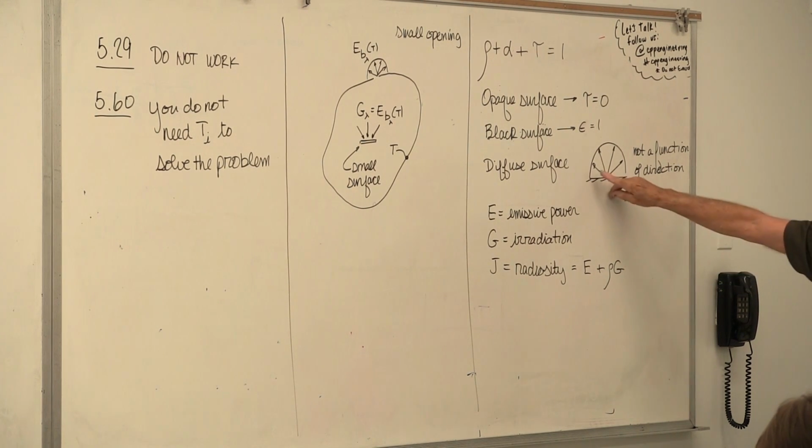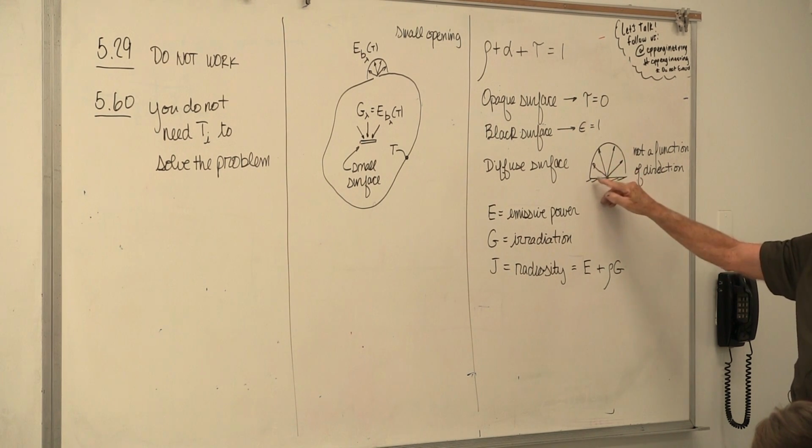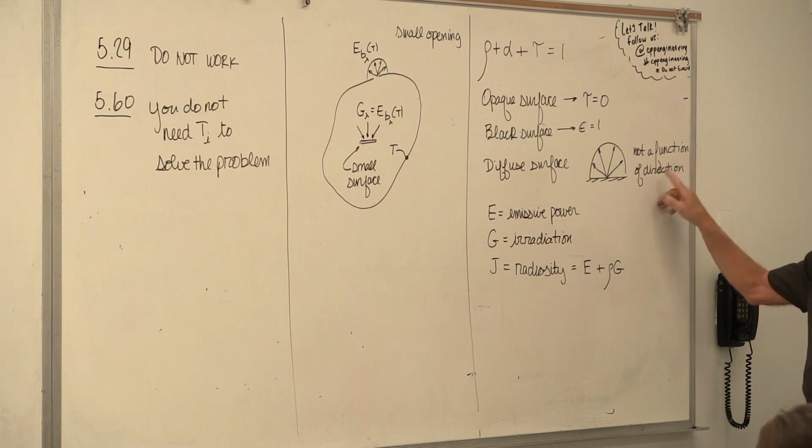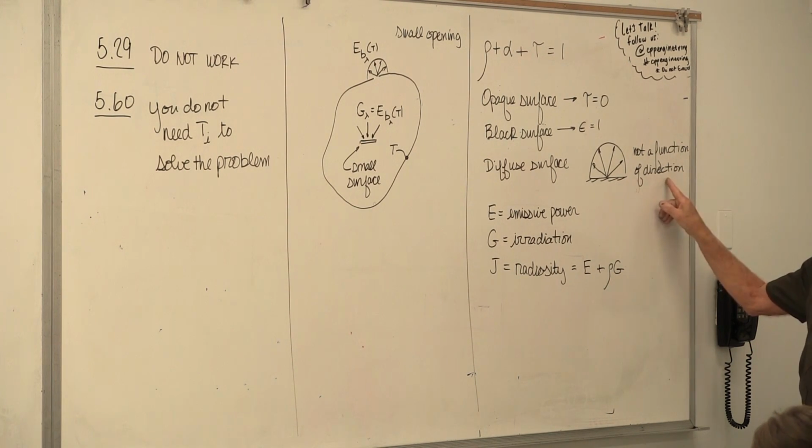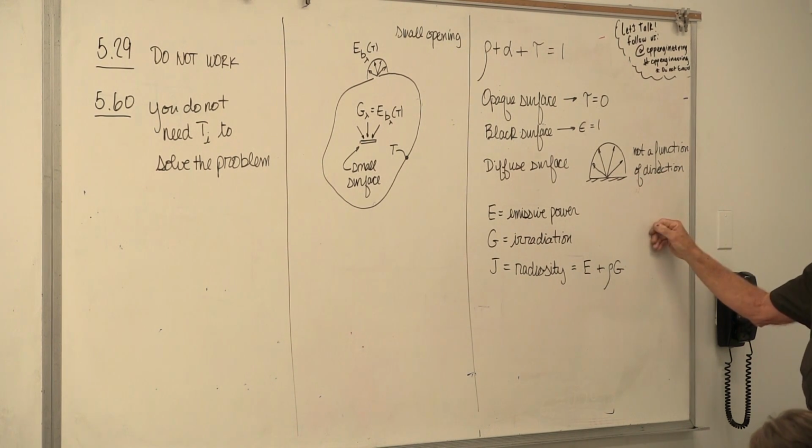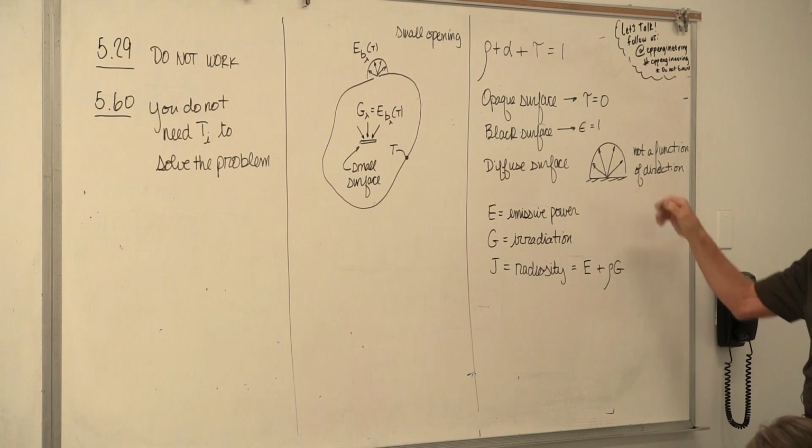That just means, in this case, here's the emission from a surface. The emission is not a function of direction or the angle theta. Or the incoming radiation is uniform over the surface. It's not a function of the direction that it comes from. That's a diffuse surface.